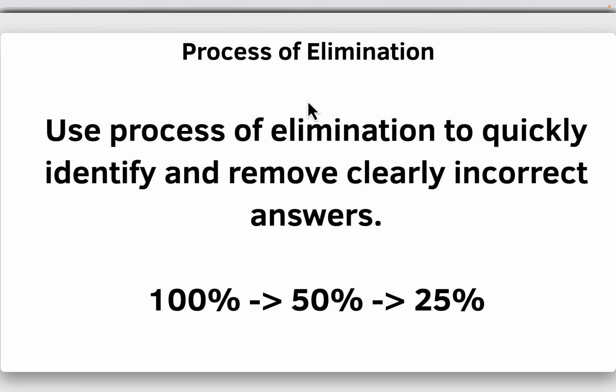Next is the process of elimination. So use process of elimination to quickly identify and remove clearly incorrect answers. So we start with 100%, we go to 50%, and finally we narrow down to 1. And this is the obvious one which we all use. Questions are either in 2 groups, group A and B, and you have to identify the right group first and narrow down to the final answer by further eliminating.